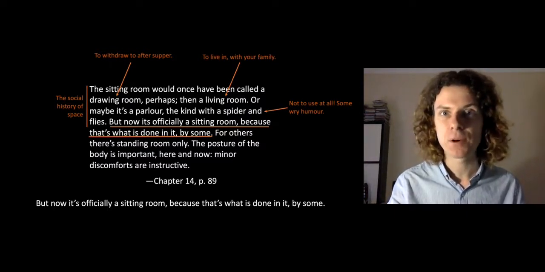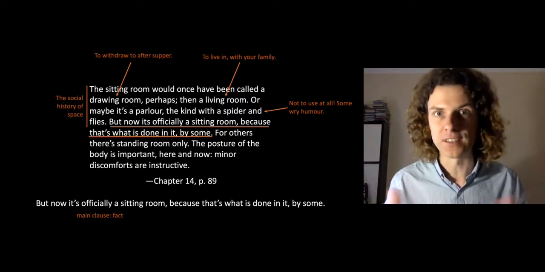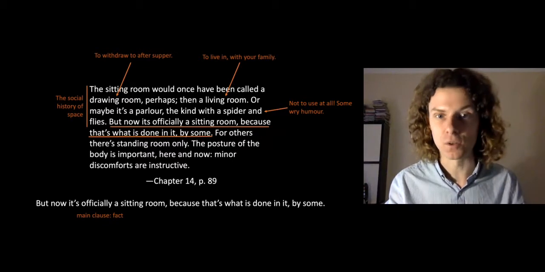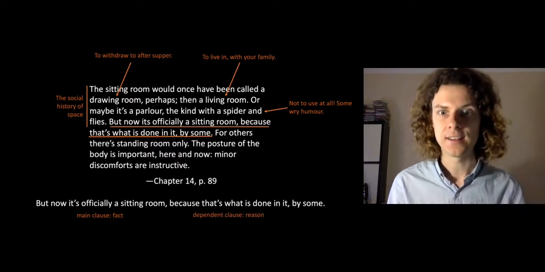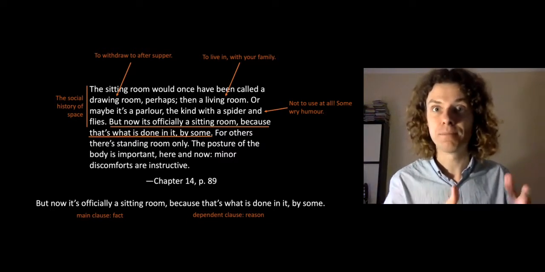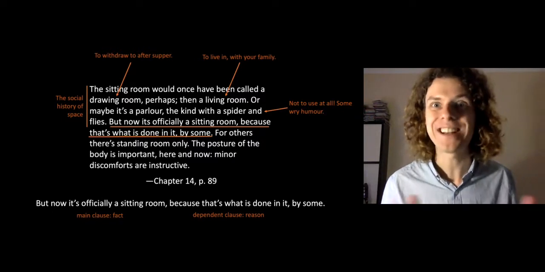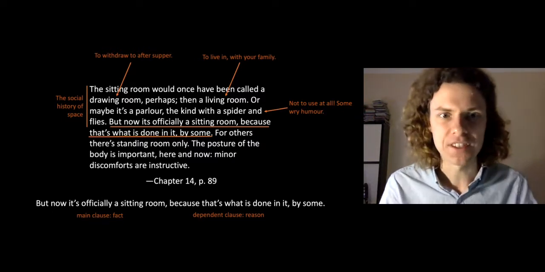It's a complex sentence because it has a main clause, which says what it's about, that the room is officially a sitting room, and it has a dependent clause, which gives the reason for that fact. In this case, it's called a sitting room because that's what's done in it, because it's sat in. People sit in there. Now let's unpack this sentence from the start.